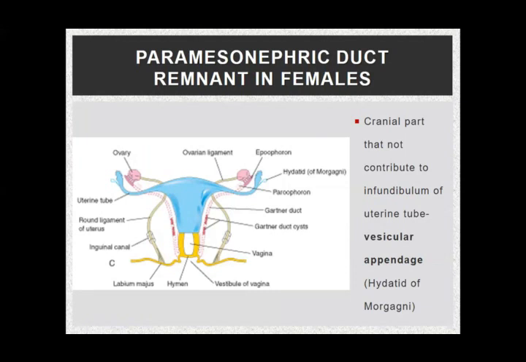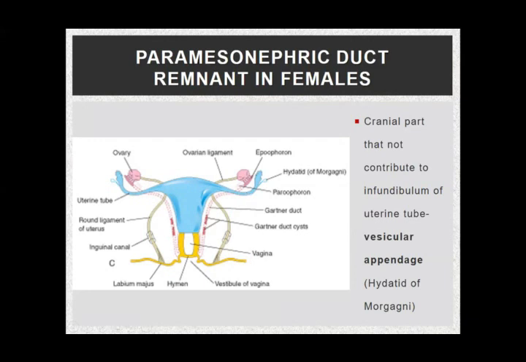अच्छा जी, paramesonephric duct females में it develops into uterine tube and of course the uterus. Okay? Now the part of the paramesonephric duct that is not utilized in the formation of uterine tube.